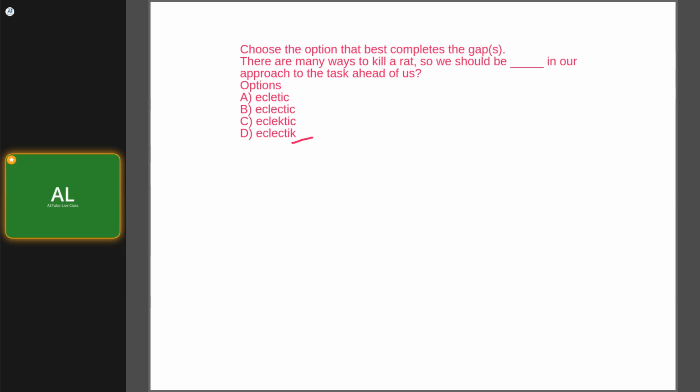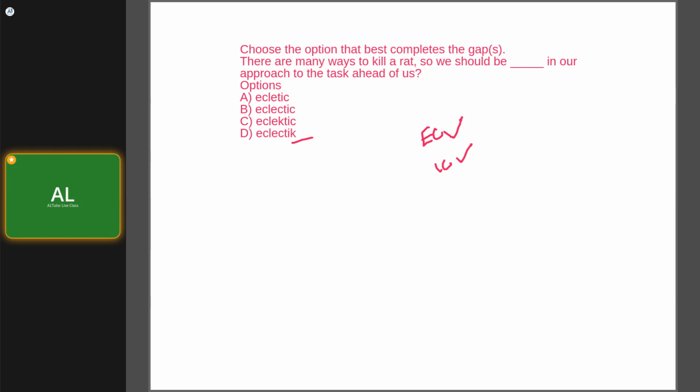EC is a common letter combination. IC is a common letter combination. So for EC, it means that all of them pass the test. But for IC, it means that D does not pass the test. So we are left with three options.